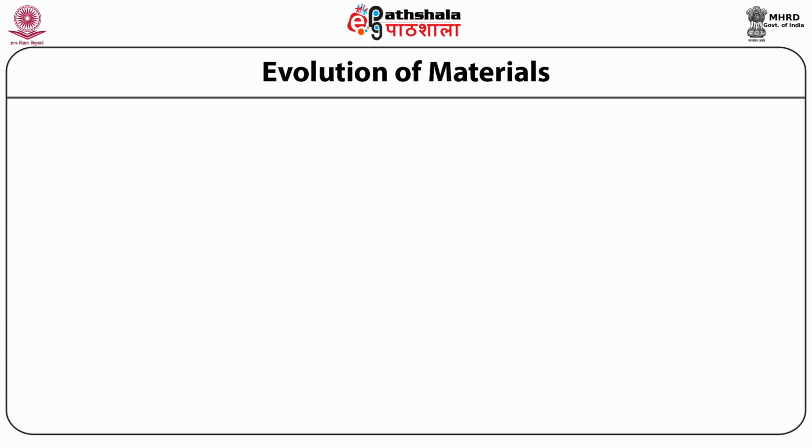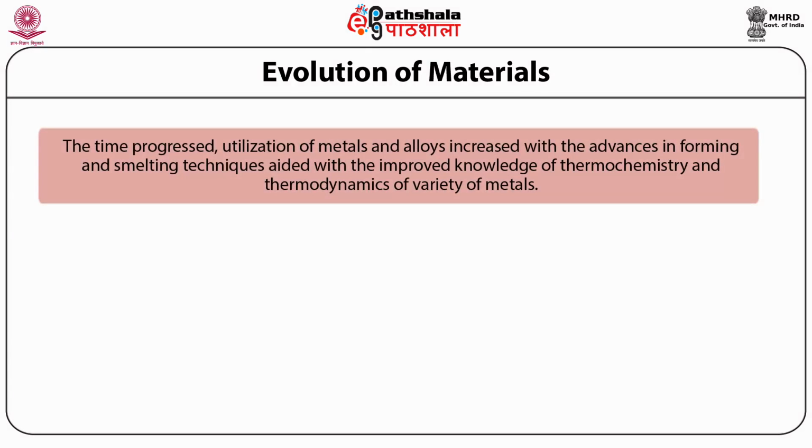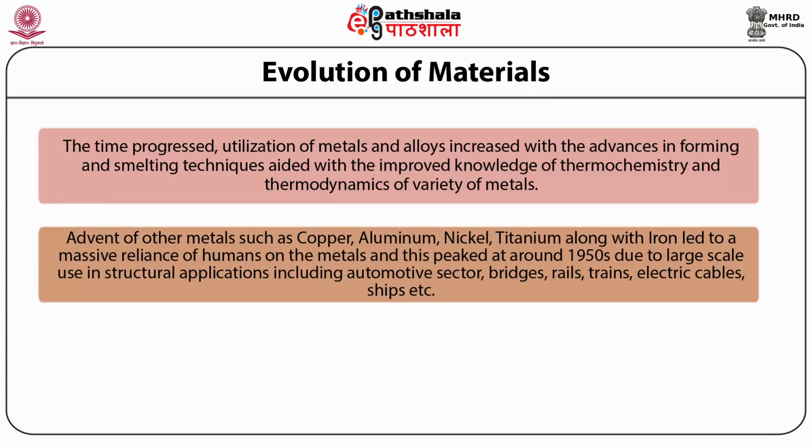As we can see from the figure, as time progressed, utilization of metals and alloys increased with the advances in forming and smelting techniques, aided with the improved knowledge of thermochemistry and thermodynamics of a variety of metals. Advent of other metals such as copper, aluminium, nickel, titanium, along with iron, led to a massive reliance of humans on the metals, and this peaked at around the 1950s due to large-scale use in structural applications including automotive sector, bridges, rails, trains, electric cables, ships, etc.